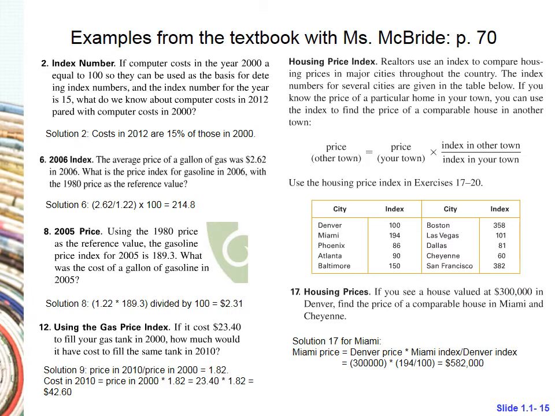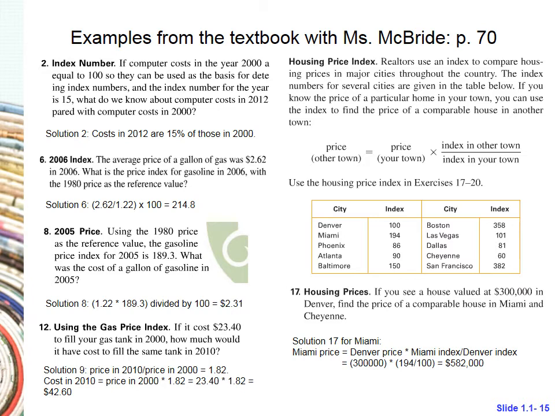All right, what about number 8? Again, we're going to use the 1980 price as the reference value. The gas price index for 2005 is 189.3, which means it's 189.3% higher than that 1980 price. So what was the cost of a gallon of gas in 2005?